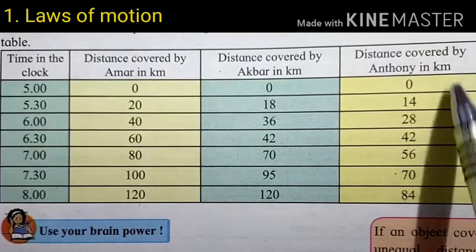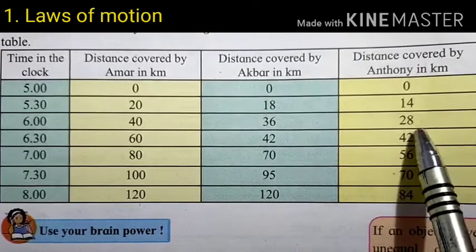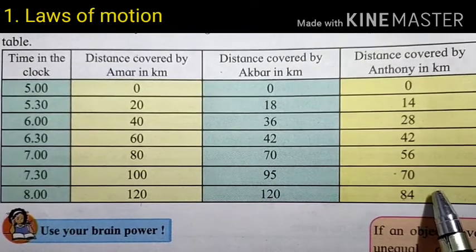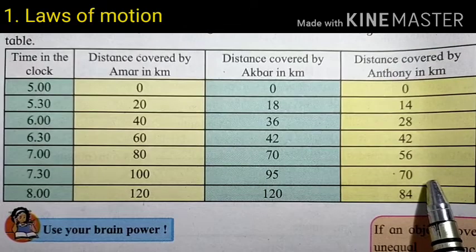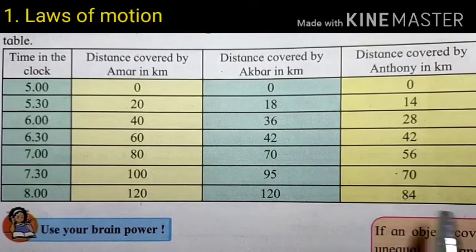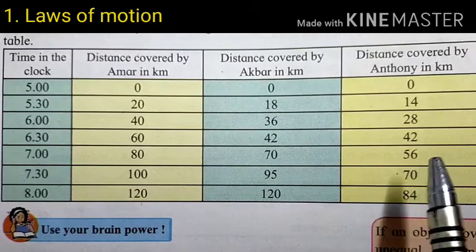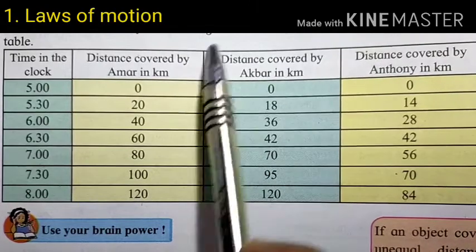In short, Anthony travels 14 kilometers, 14 kilometers after every half an hour. That means Anthony covers equal distance in equal intervals of time. So, in this example, Amar and Anthony's motion is a uniform motion, whereas Akbar's motion is non-uniform motion.